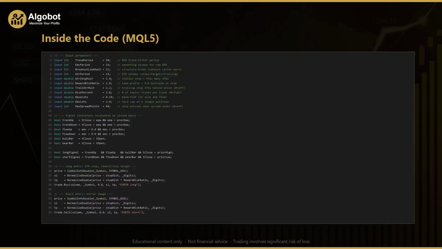Let's look at the actual MetaTrader 5 code driving all of this. At the top, you can see the input parameters. TrendPeriod sets the 50-period moving average.